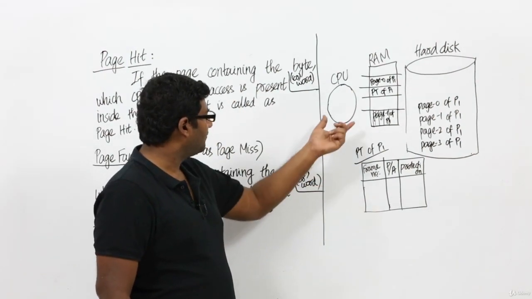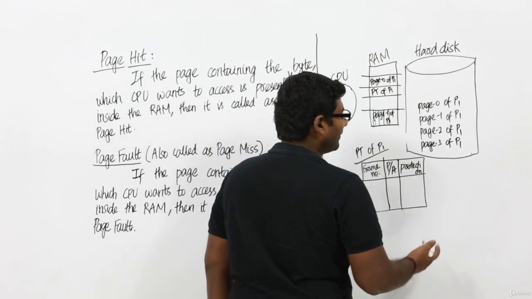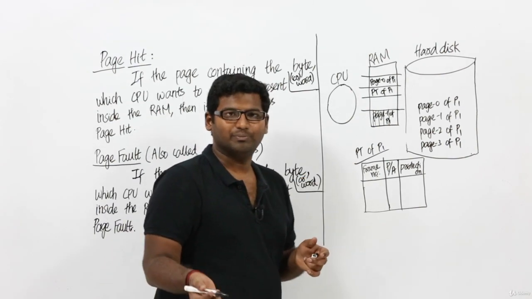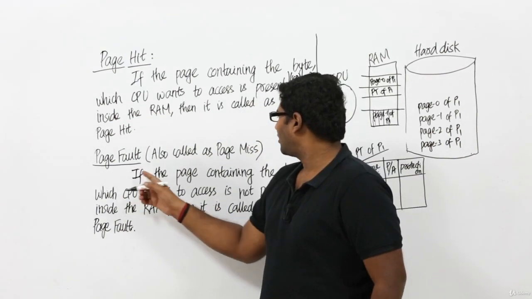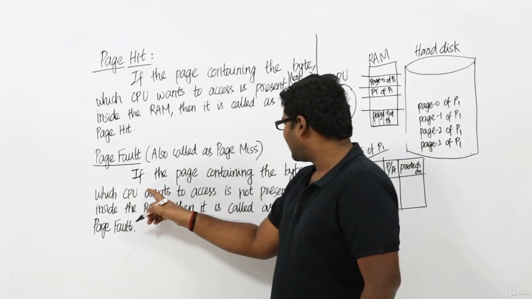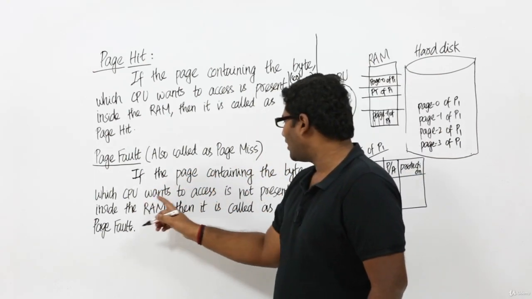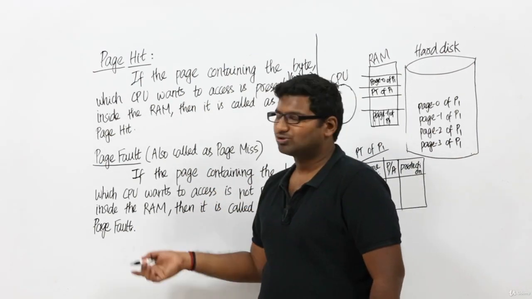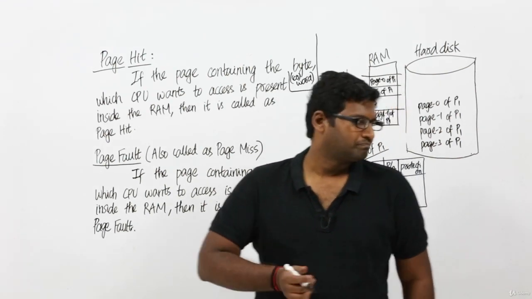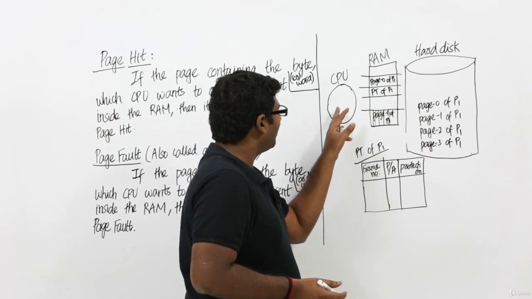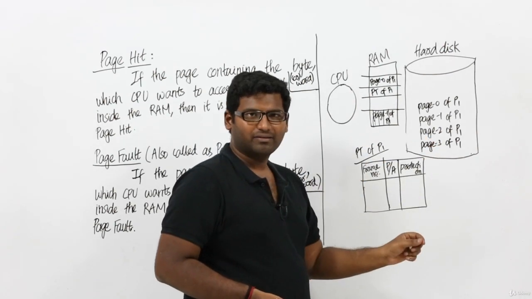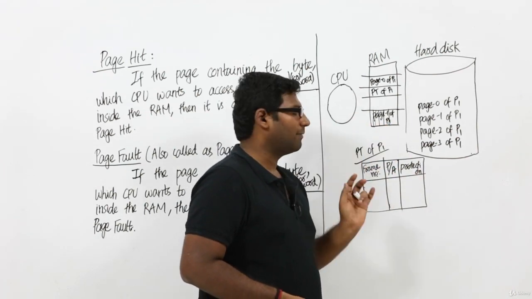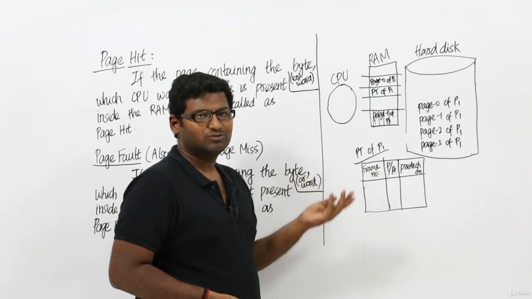Now, in case the CPU asks for a byte which is present in page 2 of P1, then we say that is a page fault or page miss. Page fault is also called page miss. If the page containing the byte which the CPU wants to access is not present inside the RAM, then it is called a page fault. It is also called a page miss. So the CPU is asking for a byte, and that byte is present in page 2. If page 2 is not present inside the RAM, then that is what we mean by page fault.